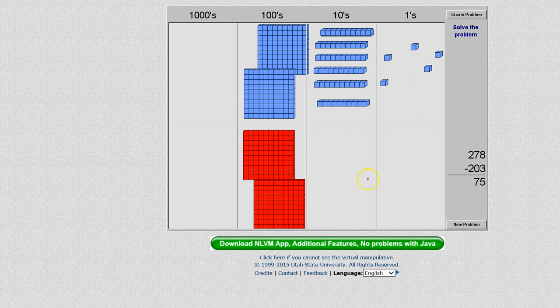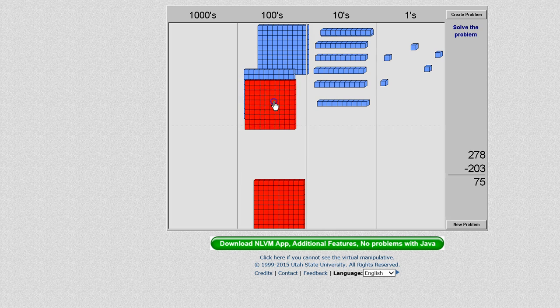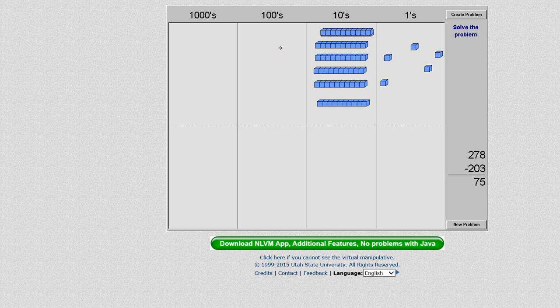So for the ones in the tens place, there's no red blocks left. Now we're going to cancel out these. 100 cancels with another 100, and our final result is 75.